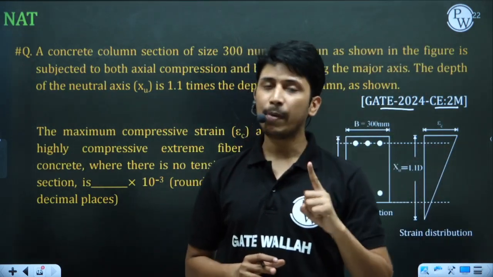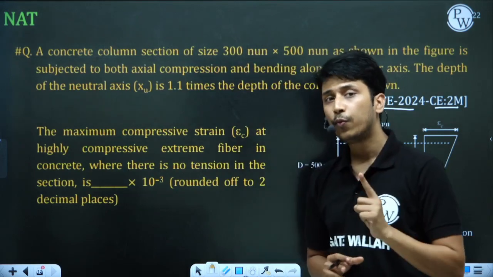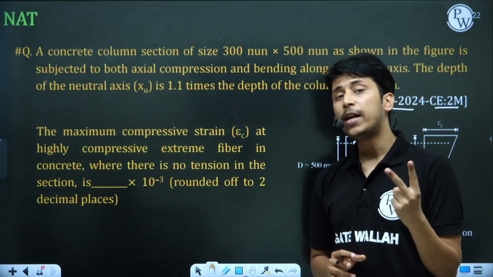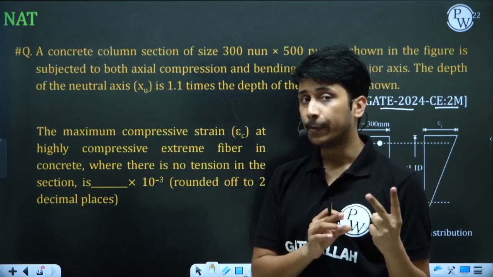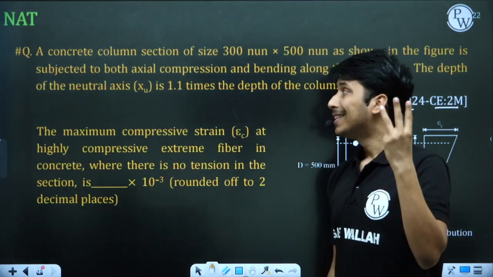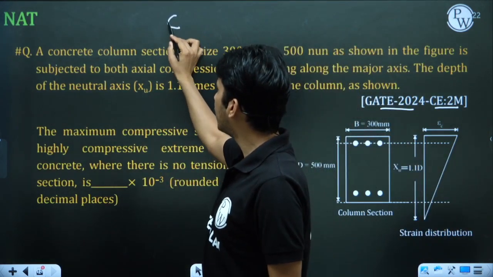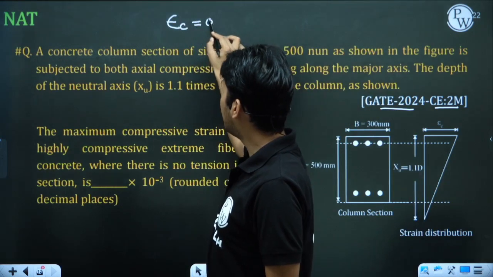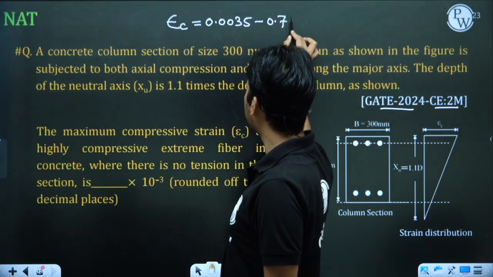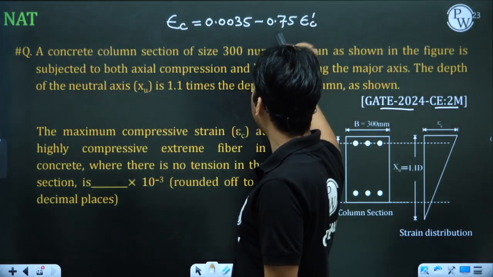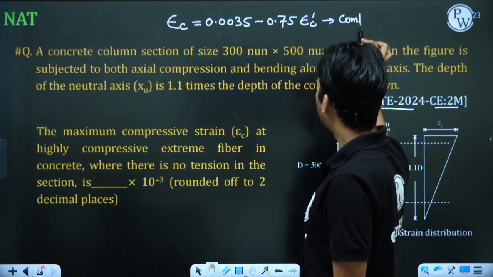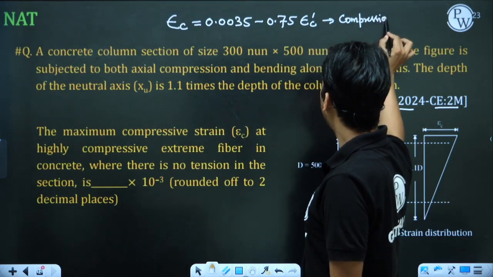First, the maximum compressive strain is 0.002 when there is direct compression. Second, the maximum compressive strain is 0.0035 when there is direct bending. This question was from the third assumption. Third assumption was the maximum compressive strain epsilon C is 0.0035 minus 0.75 epsilon C dash when there is combined action of compression plus bending.